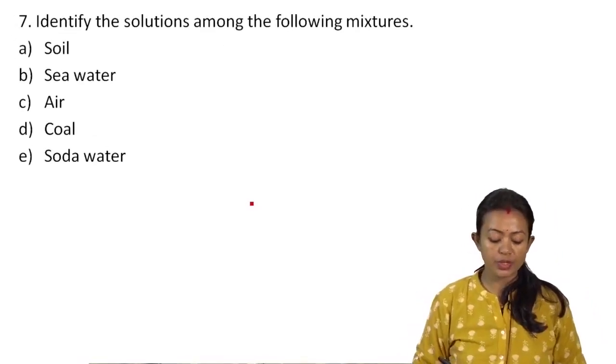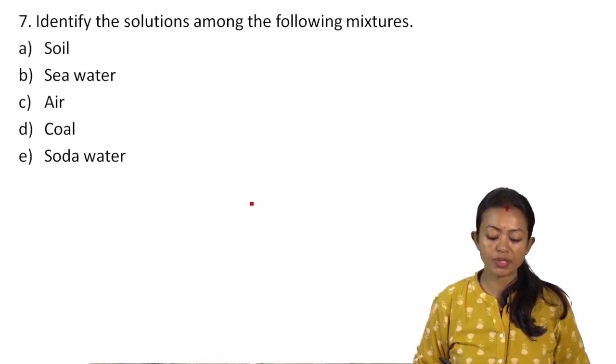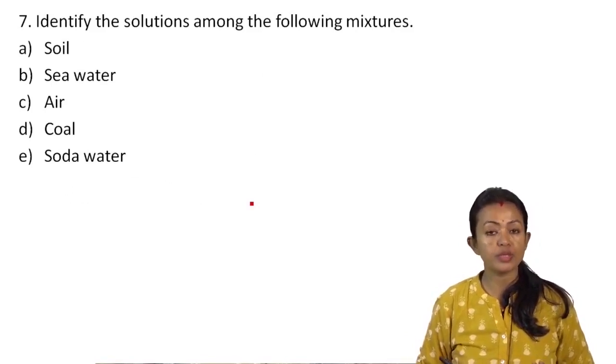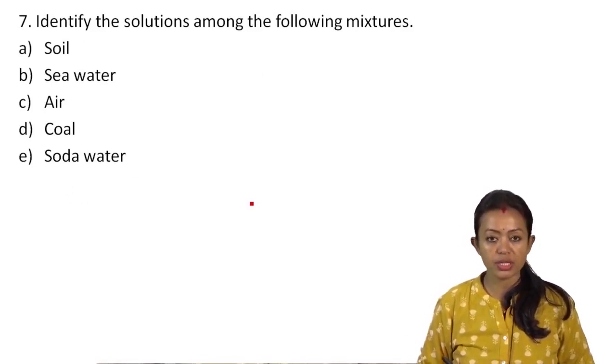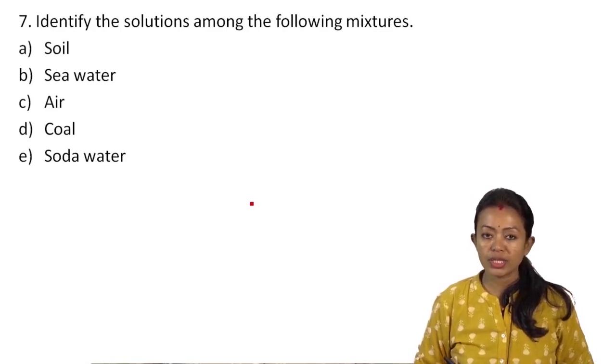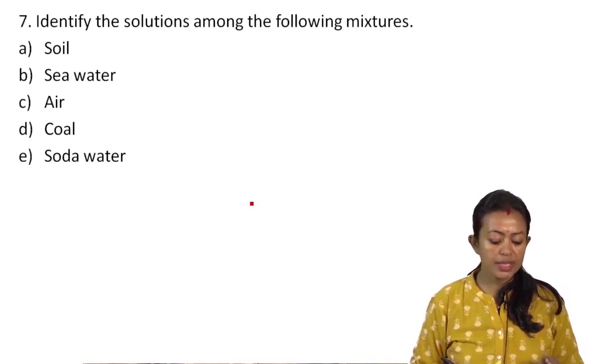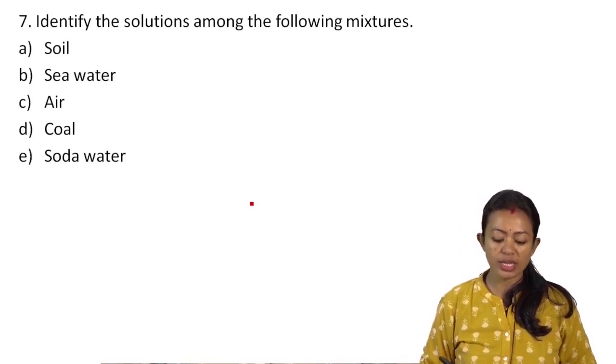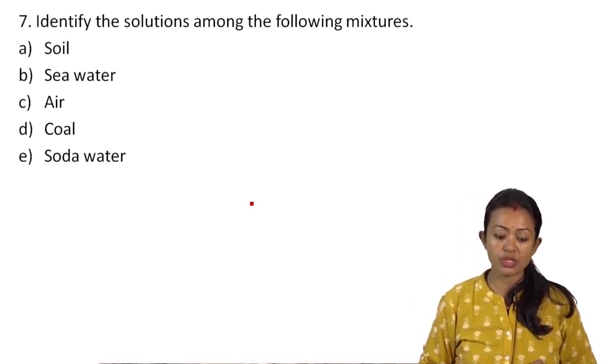Alright, the next question is: identify the solutions among the following mixtures. Now, we know that solutions are homogeneous mixtures. There are two types of mixture, homogeneous and heterogeneous. Homogeneous mixtures have uniform composition and solution is one of them. So, solution is a homogeneous mixture where the components are uniformly distributed. Here there are 5 mixtures given to us and we need to identify which is a homogeneous mixture, that is, which is a solution.